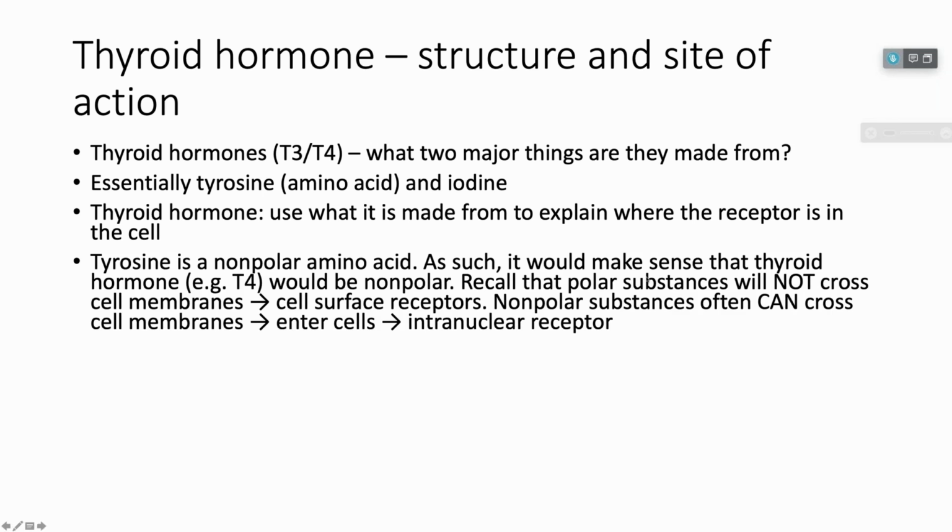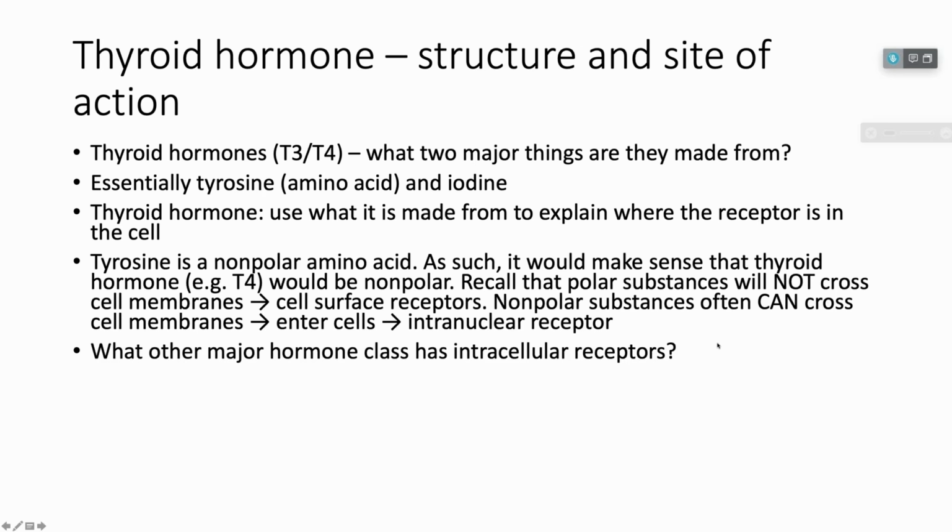And so polar substances don't cross cell membranes. Anytime you have a polar substance, it will have a cell surface receptor. Insulin is a peptide, relatively polar, and it's found at a cell surface receptor. Catecholamines, I don't know if they're polar, they might just be too large, but they are also on the cell surface. The only things that have intracellular receptors are nonpolar substances, because they can cross the cell membrane. They enter the cell and find the receptor inside the cell.